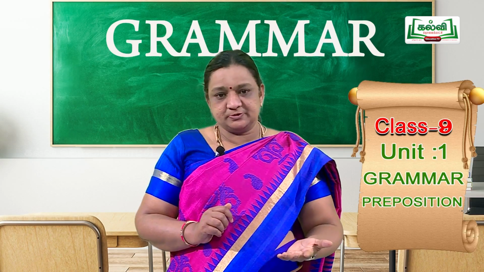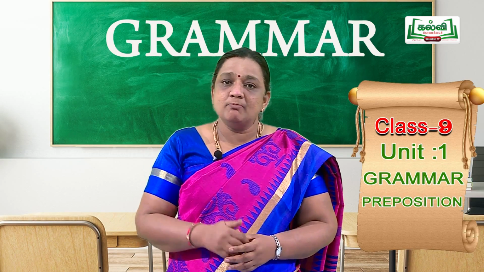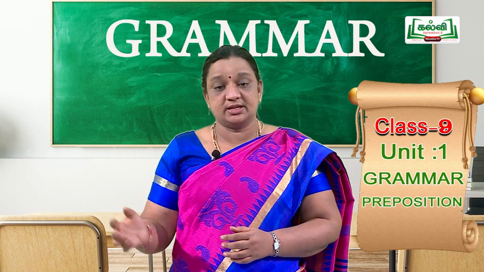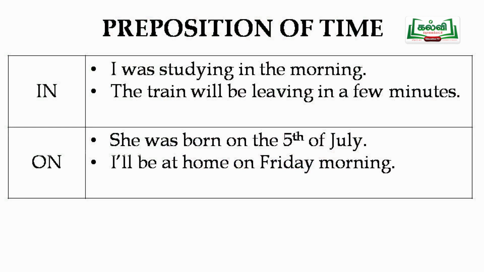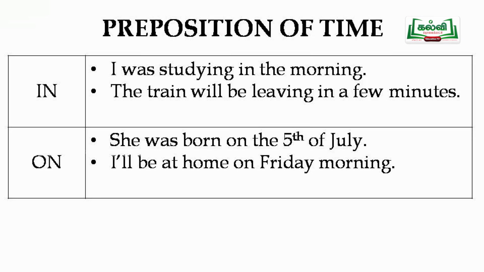The next preposition is on. On is used to tell a longer duration, for dates and months. She was born on 5th of July. So it tells us the date, on which date she was born. I'll be at home on Friday morning.